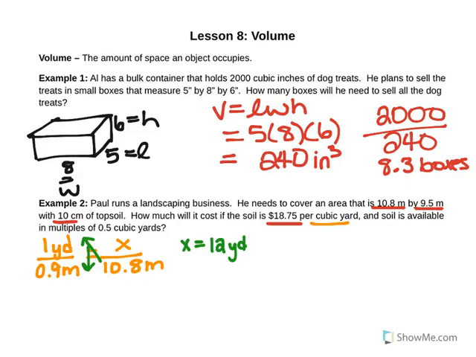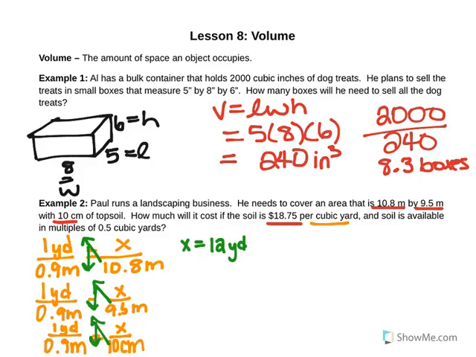So I want you to pause the video, and I want you to do the conversions for the other 2 dimensions, doing it the same exact way. So what you should have got is these setups, and when you cross multiply and divide, you should get 10.6 yards, and you should get 0.11 yards.